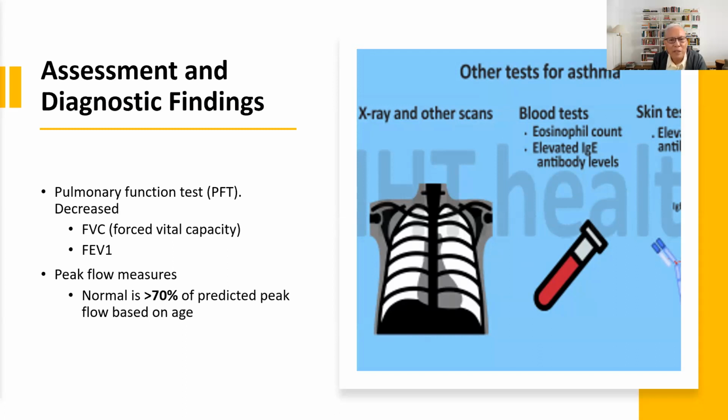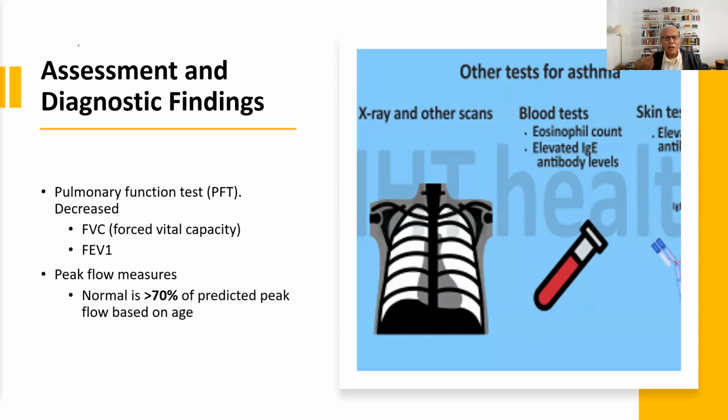And if we time this at 1 second, this is now known as the FEV1, forced expiratory volume at 1 second, both of which are decreased in asthma. So your forced vital capacity and your FEV1 are going to be decreased in asthma. So these are the first diagnostic measures that we undertake in patients with asthma.